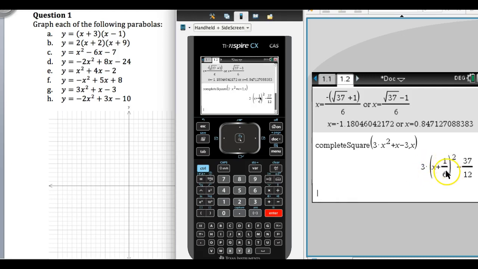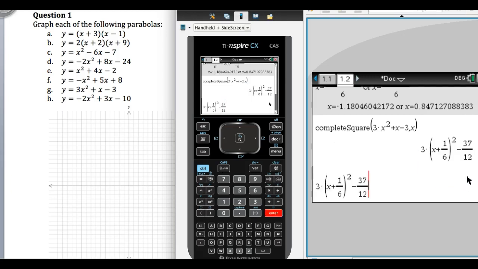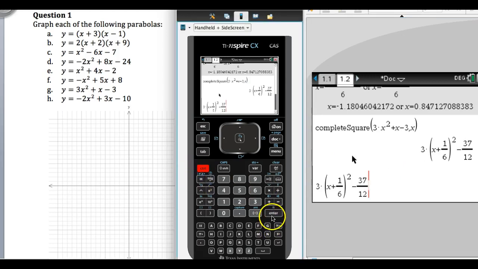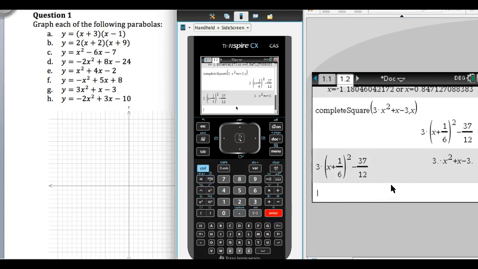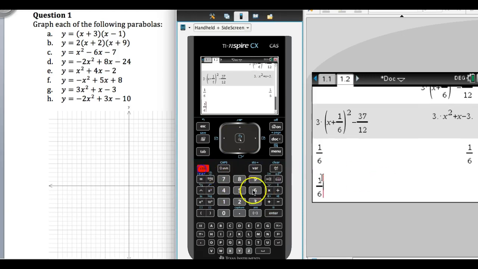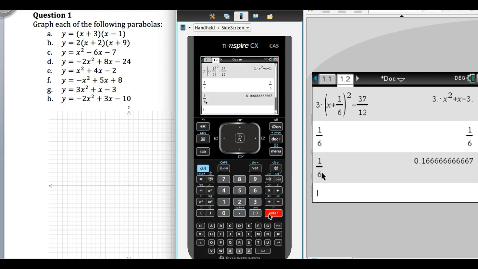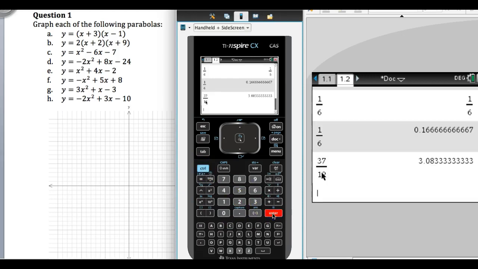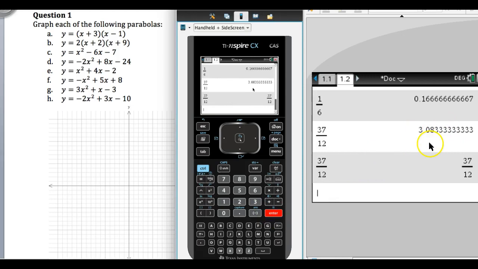So what do we have? Negative 1 over 6, negative 37 over 12. If you want that as decimals, Control Enter. Oh, it's expanded it for us. It hasn't actually done it in decimals. But you can do 1 over 6 quite easily. Sorry. And 37 over 12 to see what that's going to be as decimals. There it is, negative 0.17, negative 3.08, and your y-intercept is always your constant, so it was negative 3.